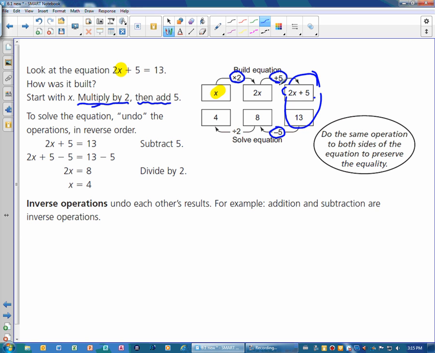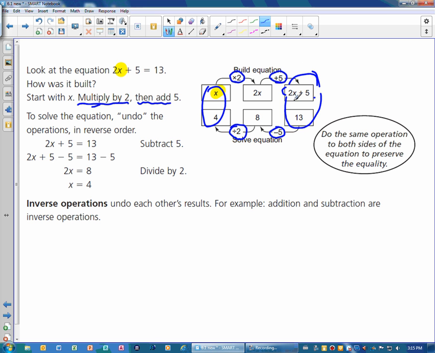Remember, when we built it, we added 5, so subtract 5. If 2x plus 5 is the same as 13, and you added 5 to build the 2x plus 5, subtract 5 from the 13 to get 8. And then remember, we multiplied by 2. The opposite of multiplying by 2 is dividing by 2. So 8 divided by 2 is 4. So we know our answer is x equals 4.